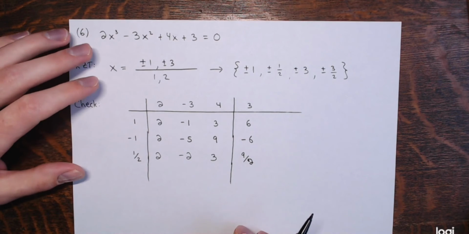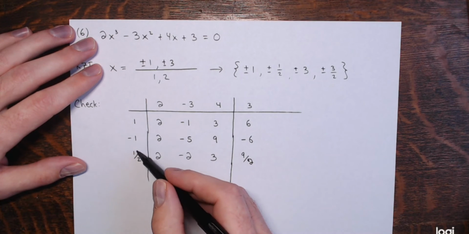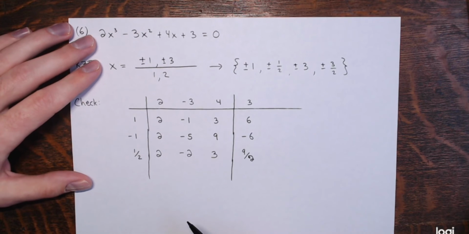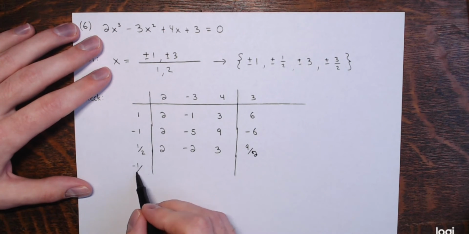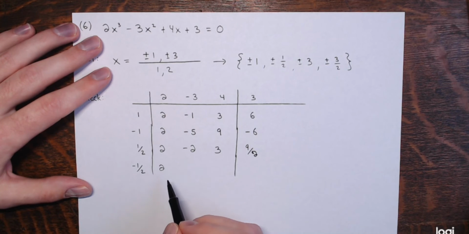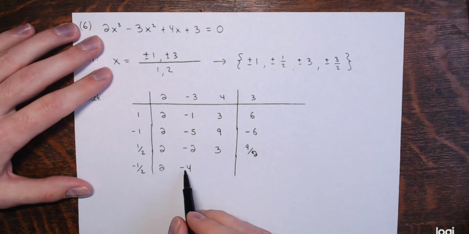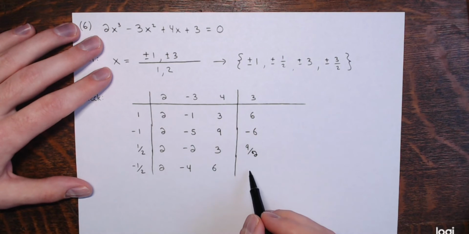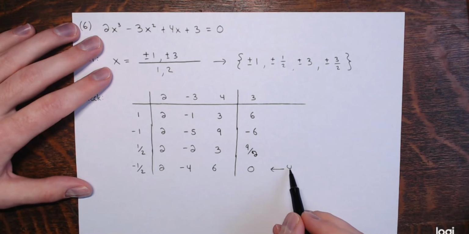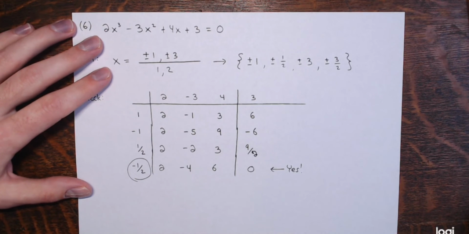But again, I notice, hey, there's a negative output at negative 1, positive output at positive 1/2, so something between negative 1 and positive 1/2 should be a 0 of this function. Again, it might not be rational, but we'll see. I'll plug in negative 1/2 next. So negative 1 plus negative 3 is negative 4. Positive 2 plus 4 is 6. And then negative 3 plus 3 is 0. Hooray. So negative 1/2 is a 0 of this function. Negative 1/2 is a solution of this equation.